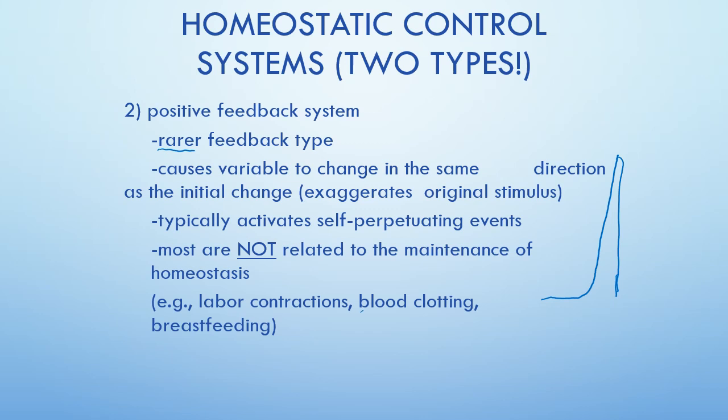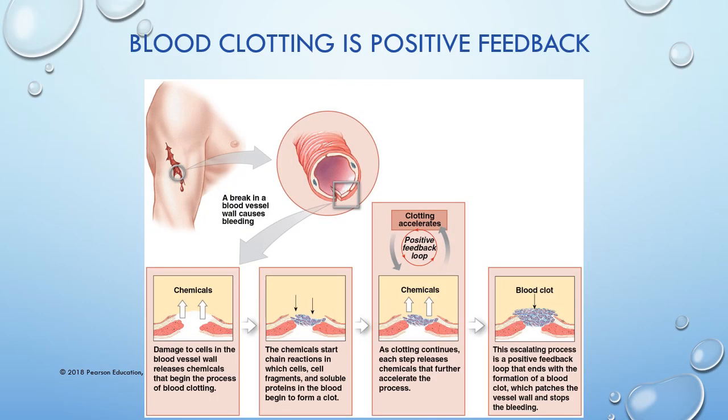So things like blood clotting, things like labor and delivery, and contractions during labor. Breastfeeding isn't necessarily an emergent type of thing, but there again, the feedback loop uses positive feedback to ensure that normal amounts of milk are being let down and released during the suckling process itself.